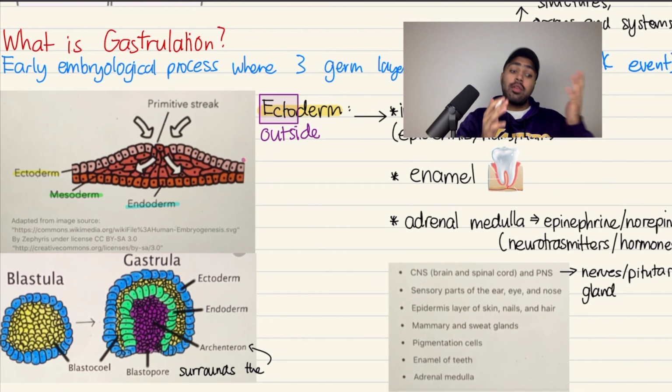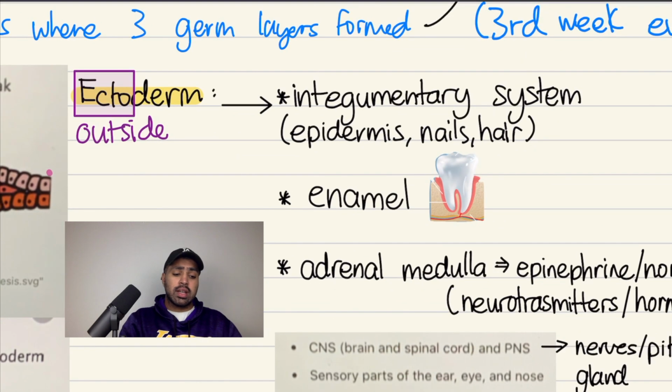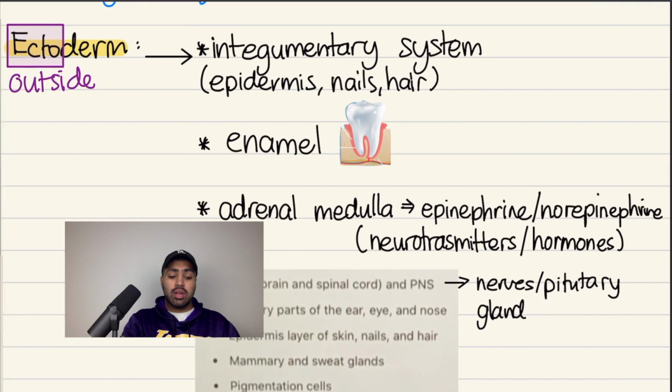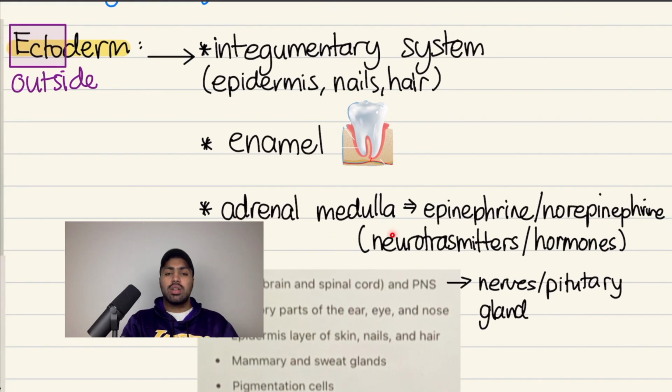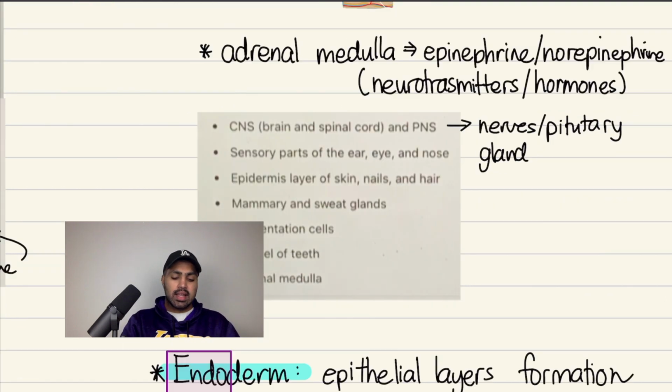So let's start off with the ectoderm. The ectoderm is essentially going to be responsible for the development of the integumentary system, which is the epidermis, nails, and hair. So the development of all these things that I'm about to mention is associated with the ectoderm: the integumentary system, like I said, the enamel, which is the shiny part of our teeth, and the adrenal medulla, which secretes epinephrine and norepinephrine, important neurotransmitters and hormones. And the list goes on.